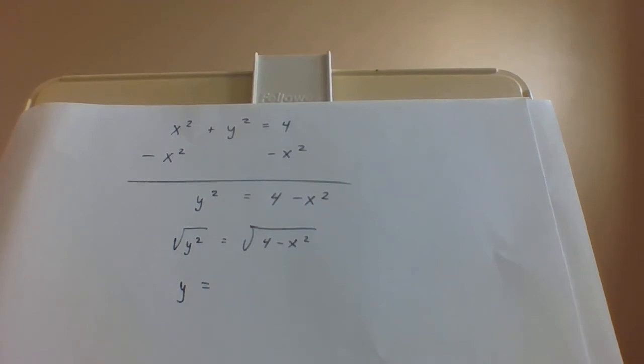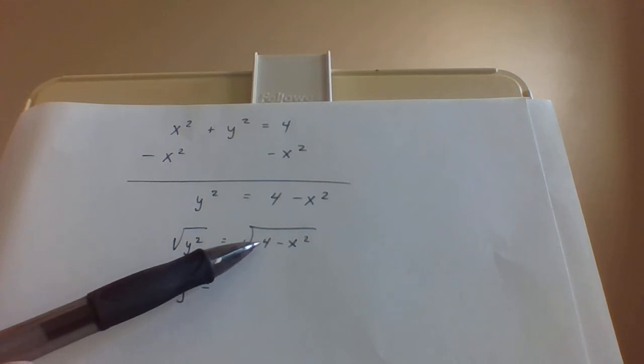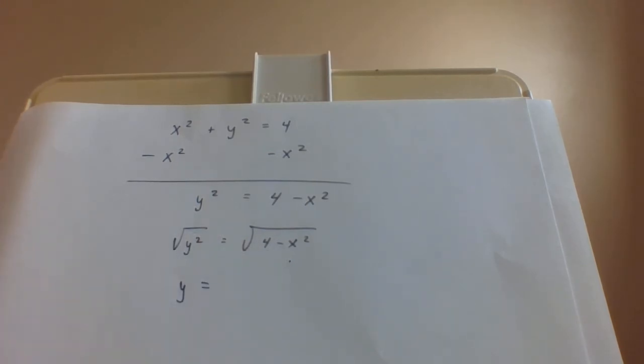And this is usually where students start to have difficulty. Obviously, if I take the square root of y squared, I'm going to get y. When students want to take the square root of this piece, 4 minus x squared, we start to get a lot of different answers, most of which are not correct.